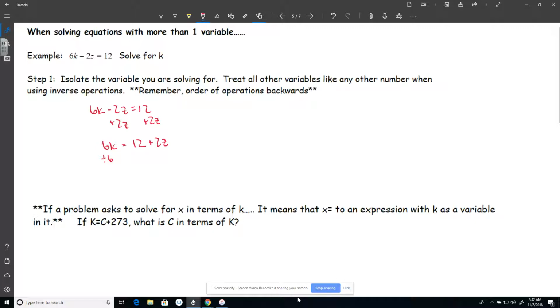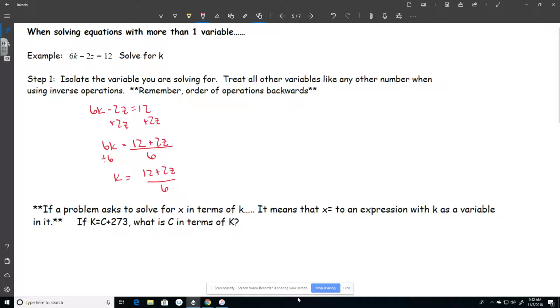And here's one place you need to be really careful. I'm dividing this entire side by 6. So on the right-hand side, I also have to divide everything by 6. So I usually put a fraction bar there to remember: don't just divide one thing, divide everything. So k is equal to (12 plus 2z) divided by 6. This is a pretty good answer.